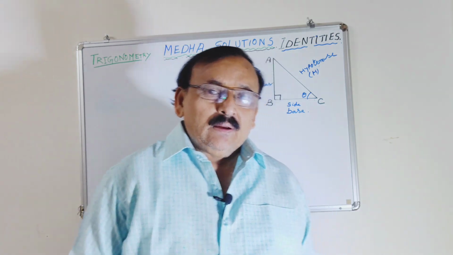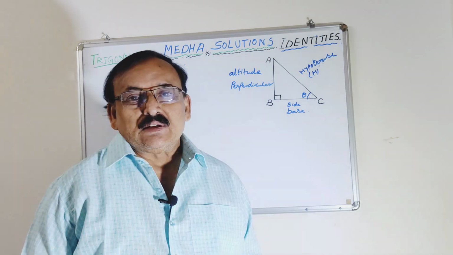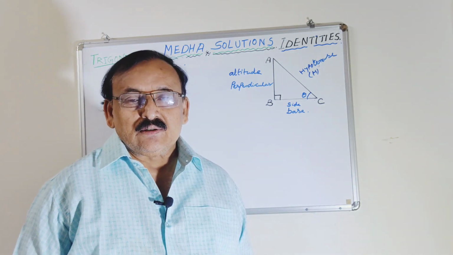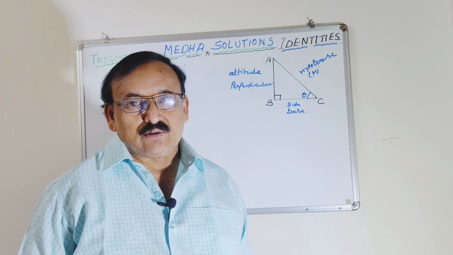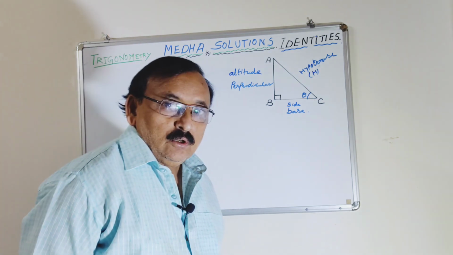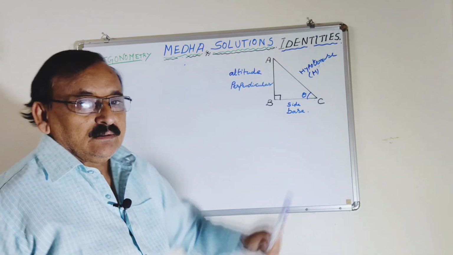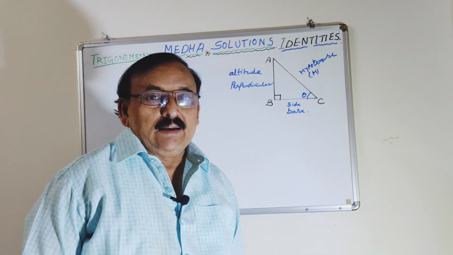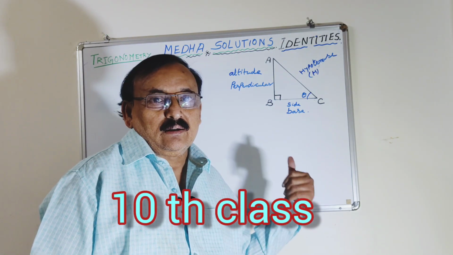In the previous class, we learnt about the values of the standard angles of trigonometric ratios and the relation of complementary angles of the trigonometric ratios. Now, we are going to learn about the identities. Prove the identity. The proofs of identities we have to learn.